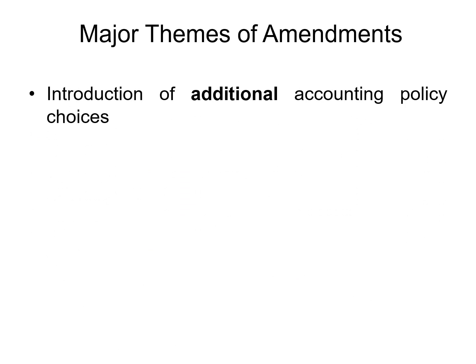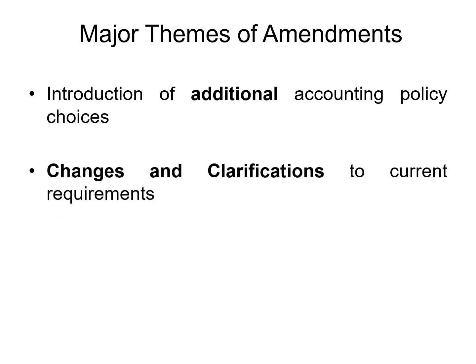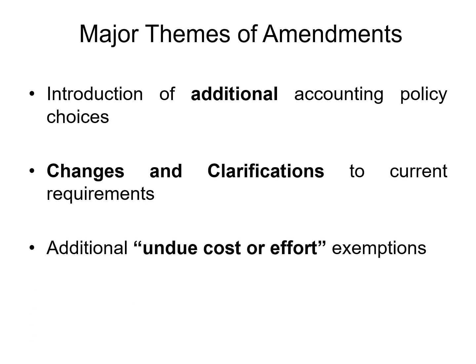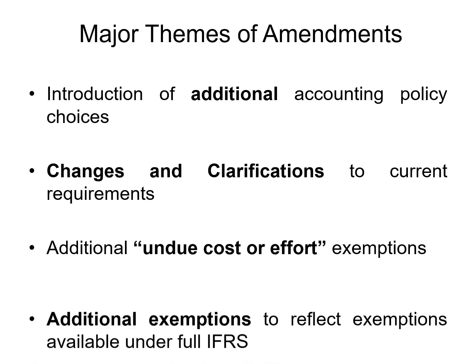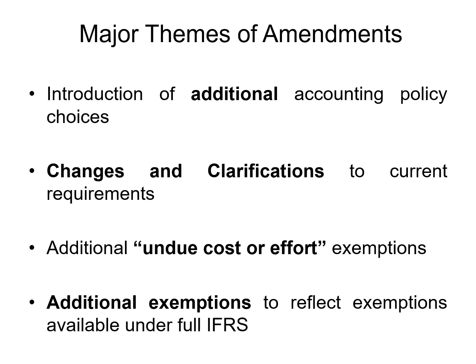So when one looks at the major themes of the amendments that have been made, there's been the introduction of additional accounting policies, so additional choices like I mentioned earlier on. There have been some changes and clarifications to current requirements. They've also added in additional undue cost or effort exemptions. We'll go through these and what these mean. And they've also provided additional exemptions to reflect some of the exemptions that are available under full IFRS and the application of some sections of the standard, specifically around first-time adoption of the standard.